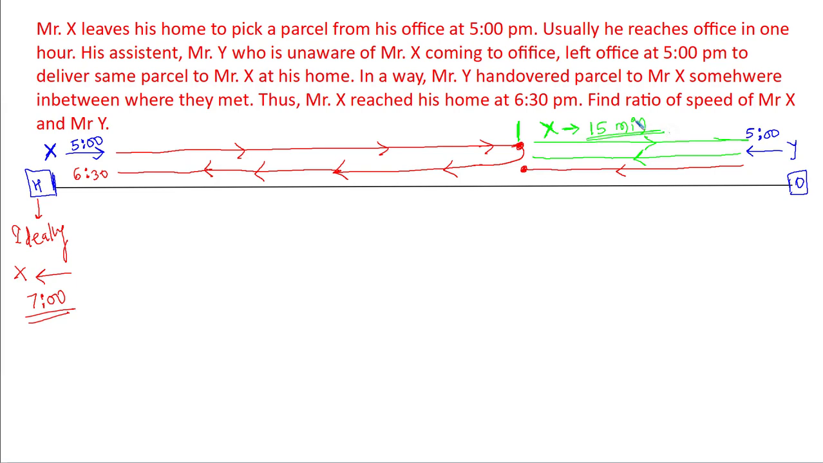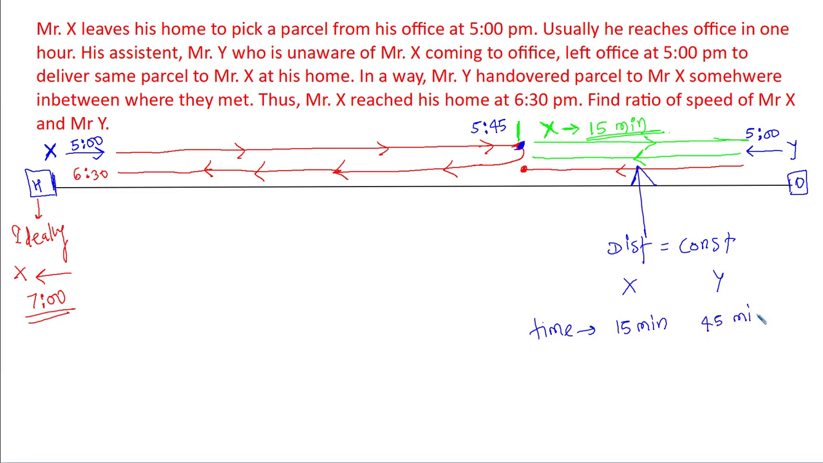So X takes 15 minutes to reach the office from this meeting point. At what time did X and Y meet? At 5:45, X and Y meet here. Now look here, this much distance that I shaded in green. This distance is constant. X can travel this distance in 15 minutes, whereas Y started from the office at 5 o'clock and met X at 5:45, so Y can travel the same distance in 45 minutes.